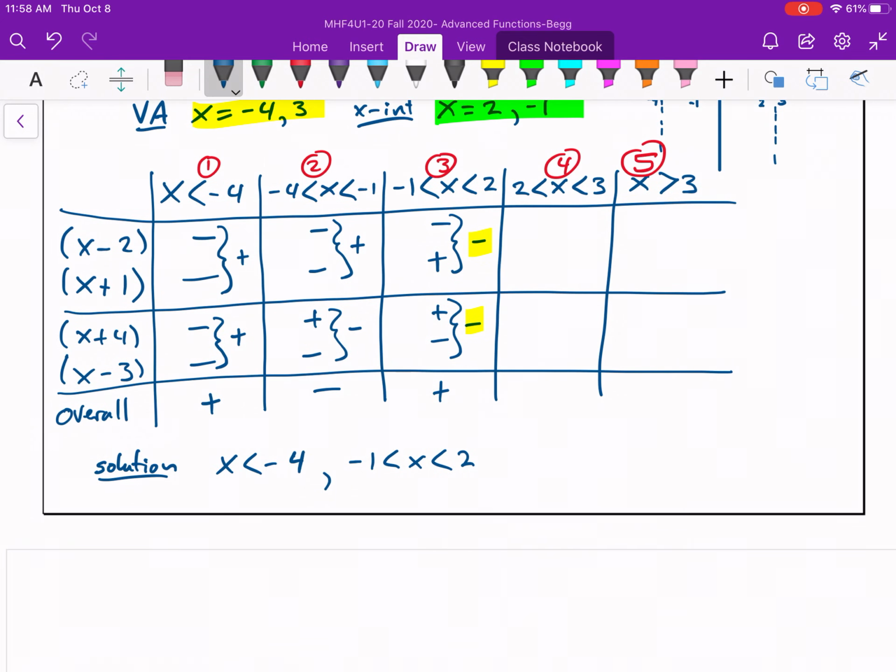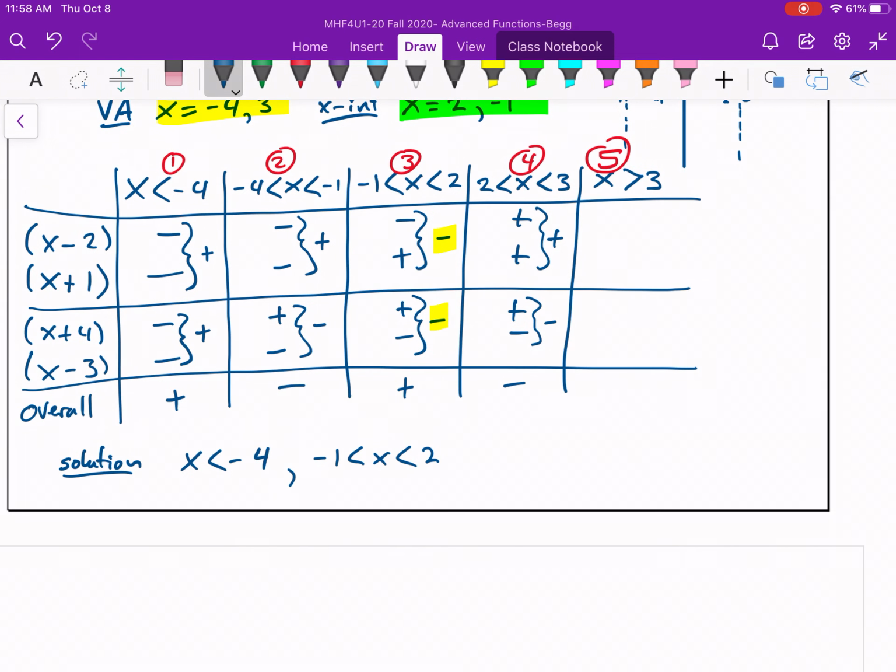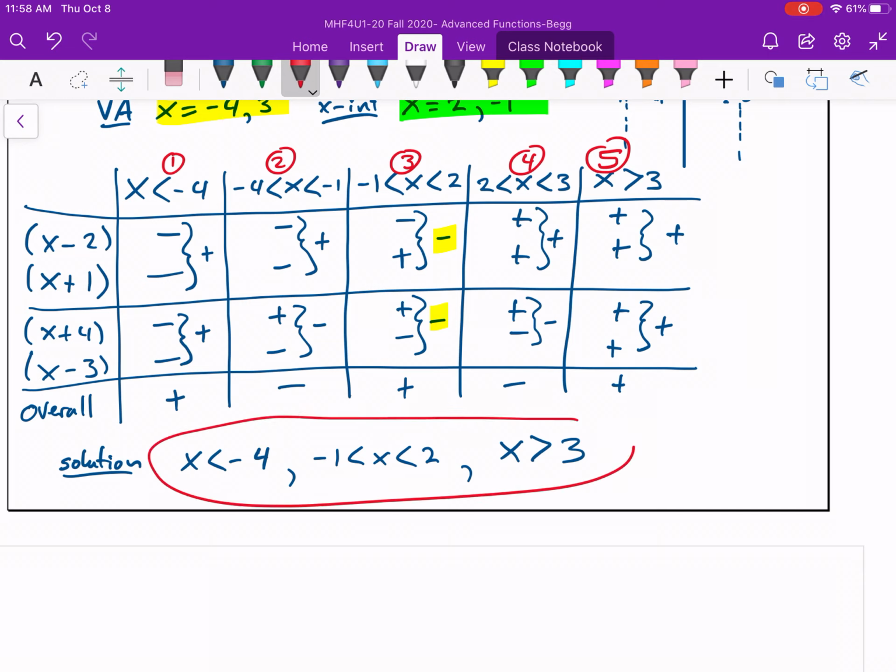Okay? Between +2 and +3, let's just pick 2.5. Well, then we get positive, positive, positive, negative. Positive for the numerator, negative for the denominator, negative overall, not part of our solution. Anything greater than 3, okay, let's pick 4: positive, positive, positive, positive. Everything's positive. That means the numerator and the denominator are each positive. That means that anywhere x is greater than 3 is going to be above the x-axis and therefore part of our solution.